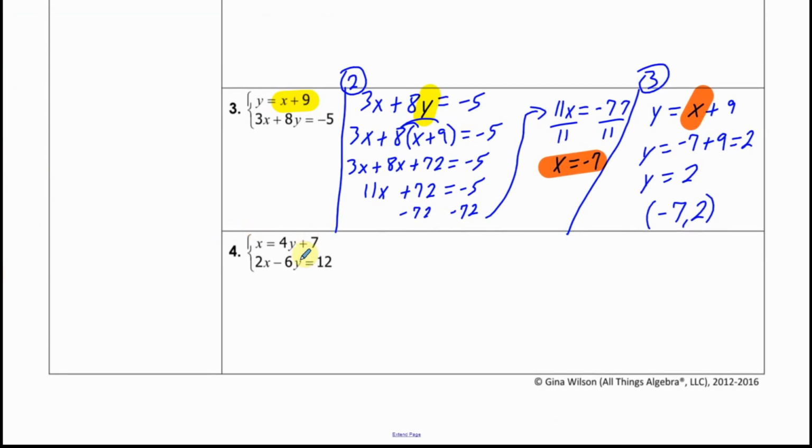We'll take a look at number 4. All right, this one is already solved for x.